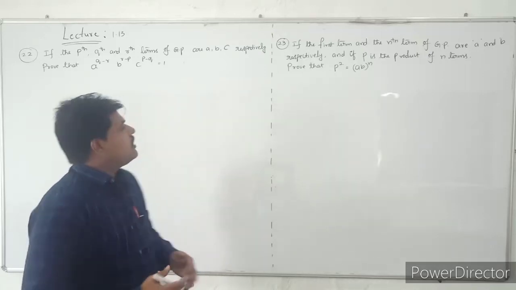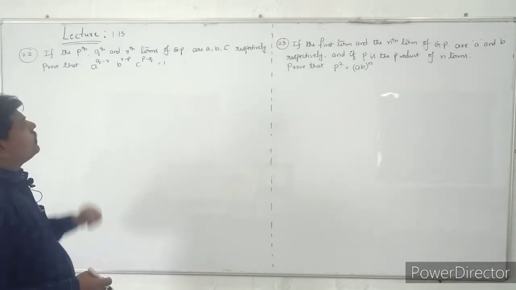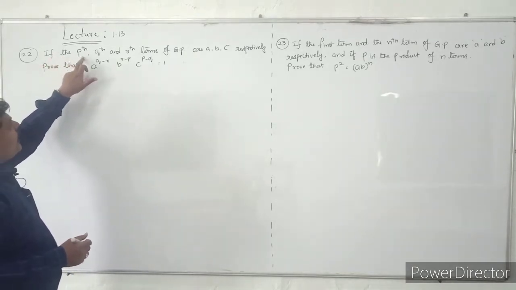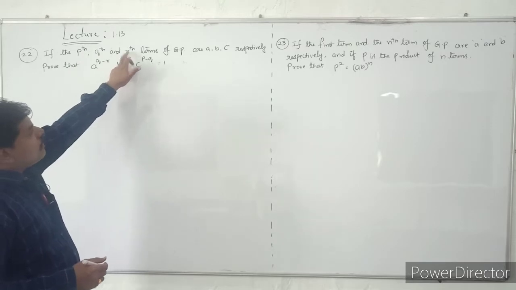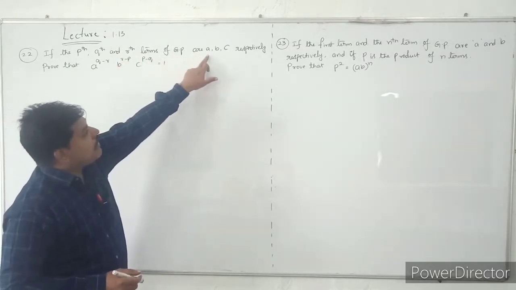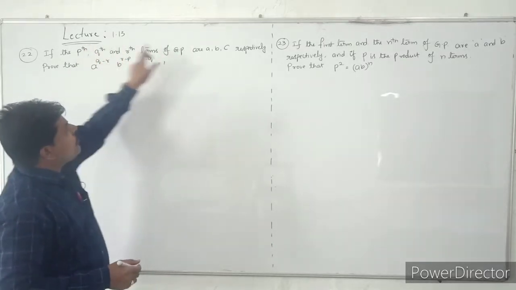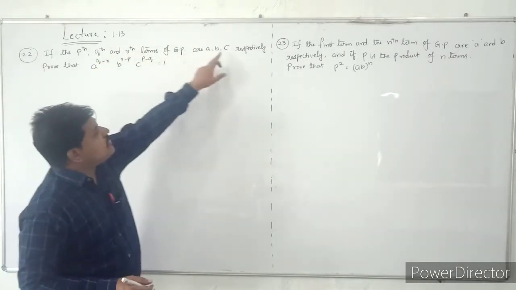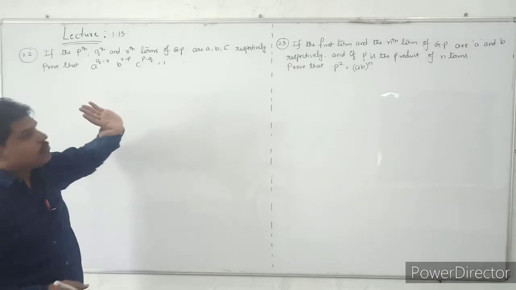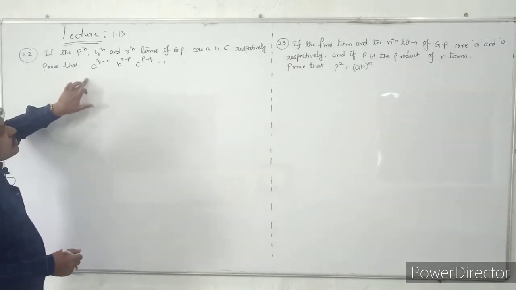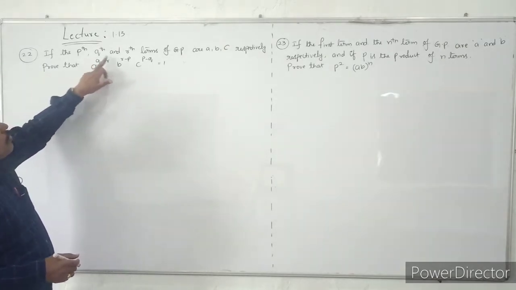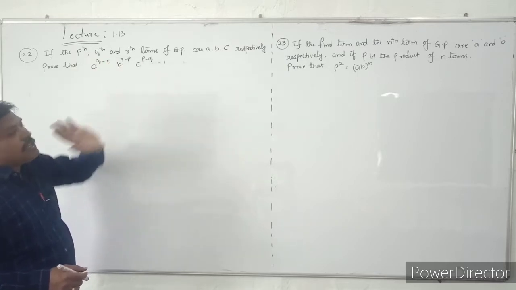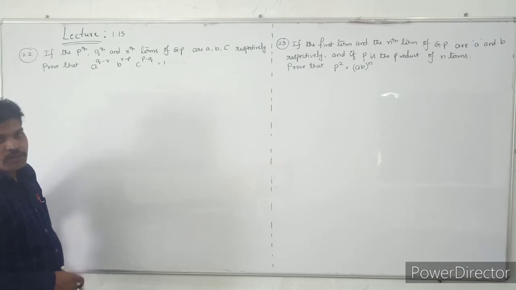See students, see the question number 22. If the P, Q and R terms of a GP are A, B, C, that is, the P term is A, the Q term is B and the R term is C respectively. They are already given in the question. So what is the question they are asking? We have to prove that A power Q minus R, B power R minus P and C power P minus Q is equal to 1. This is what you have to prove.